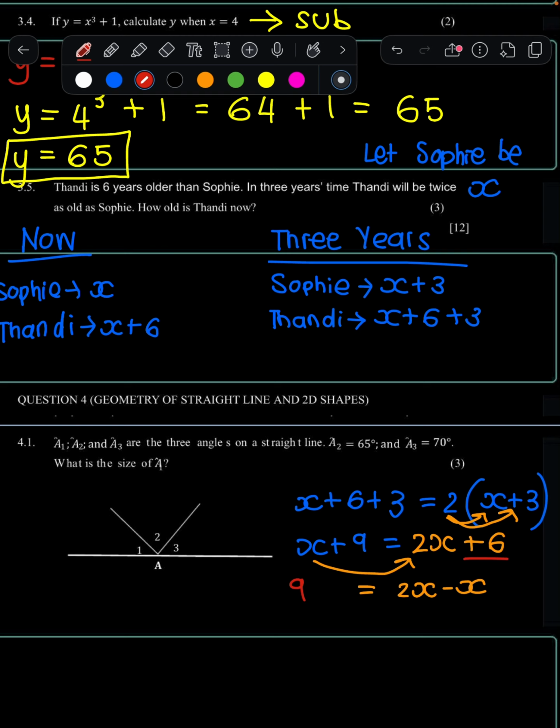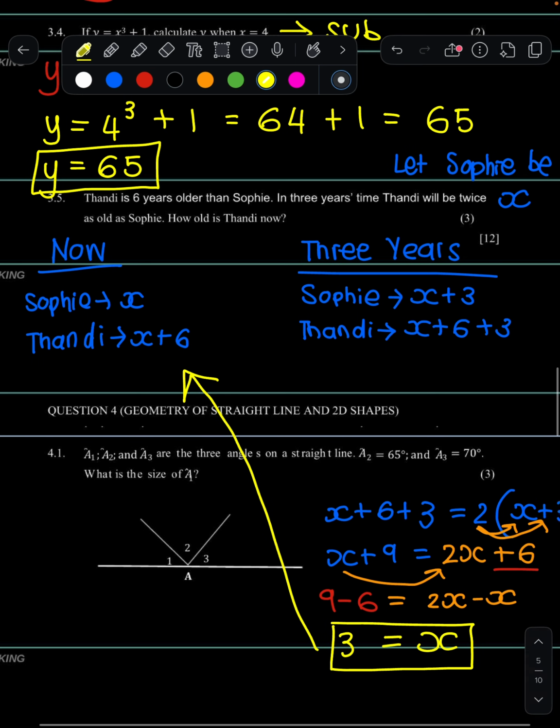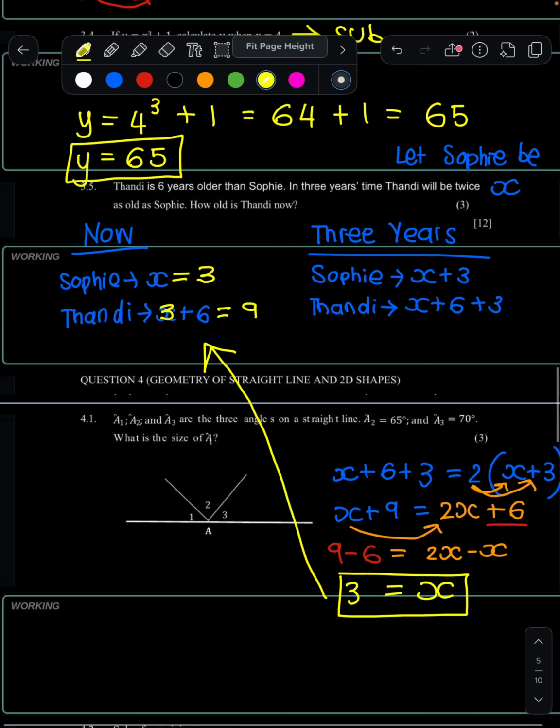Let's take this plus 6 across. It's going to be minus 6. And so what we end up with is 9 minus 6 is 3. And on this side, 2X minus X is just X. So we have X is equal to 3. Which, if we take this back in here, that means Sophie is 3. And that means that Tandy now is 3 plus 6, which is 9 years old. So our answer for that one.